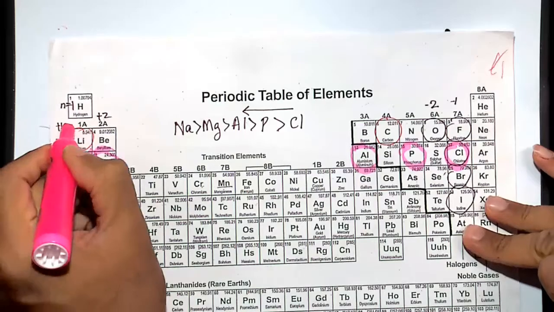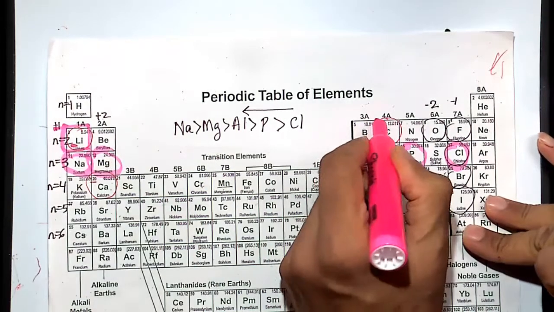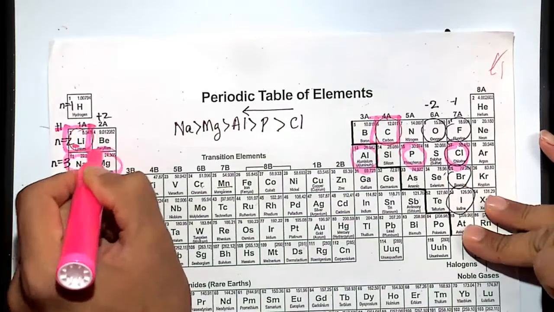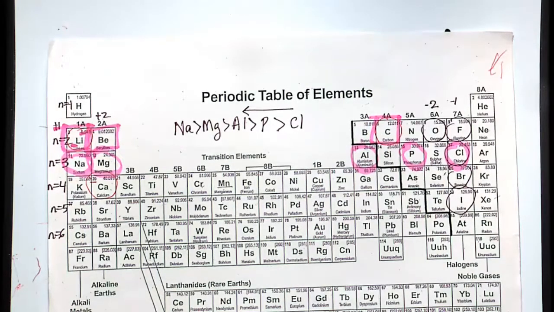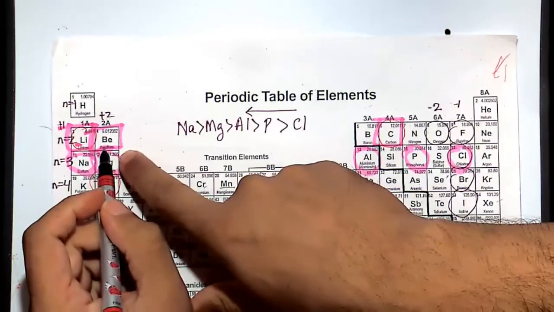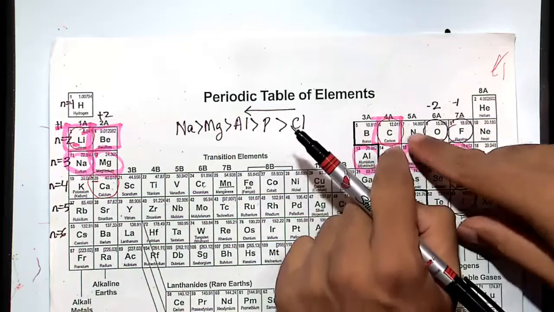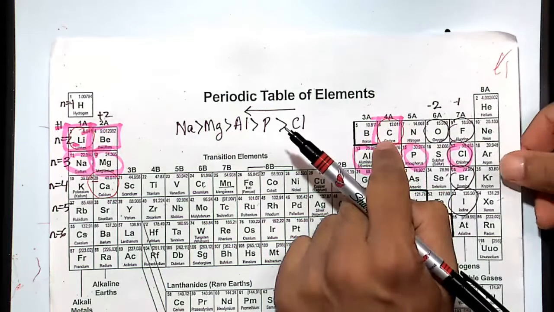Let me highlight this here. We have carbon, lithium, carbon, and beryllium. So obviously, going by the trend, lithium is going to be largest. Beryllium would be second largest. These tend to be small in this regime of the periodic table, so carbon would be the smallest here.